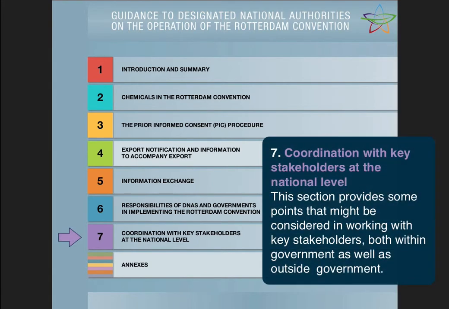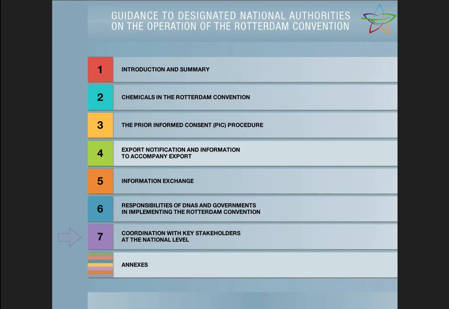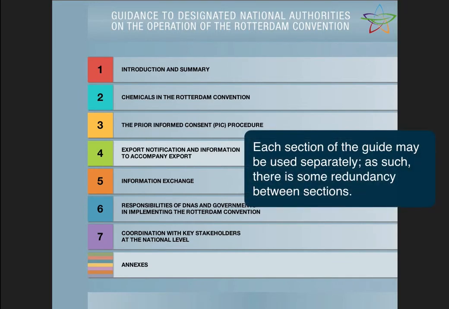7. Coordination with key stakeholders at the national level. This section provides some points that might be considered in working with key stakeholders, both within government as well as outside government. Each section of the guide may be used separately. As such, there is some redundancy between sections.